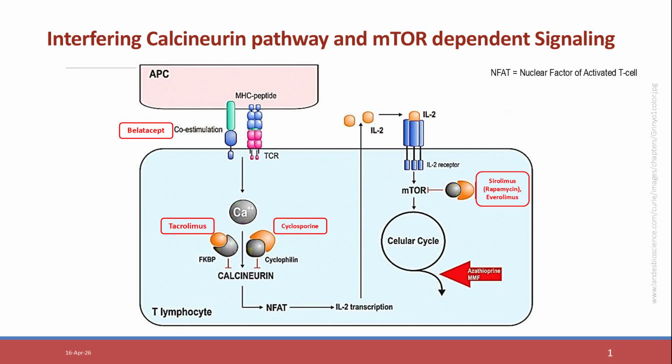This diagram shows how different drugs act at different levels, from receptor interaction to intracellular signaling and proliferation. Tacrolimus and cyclosporin inhibit calcineurin by binding to different immunophilin proteins, FKBP and cyclophilin respectively, while sirolimus and everolimus inhibit mTOR. Clinically, tacrolimus is preferred due to better efficacy, while sirolimus is used when nephrotoxicity is a concern.